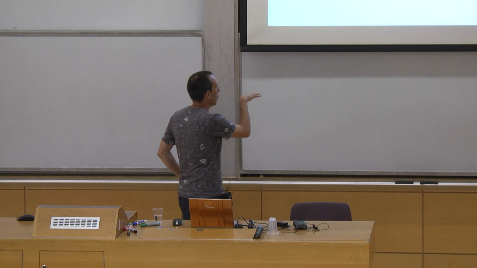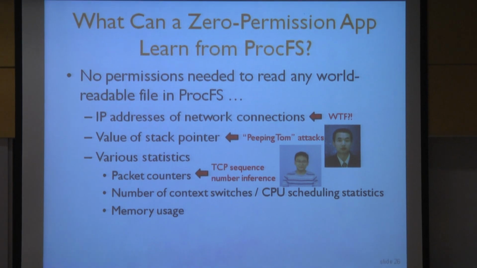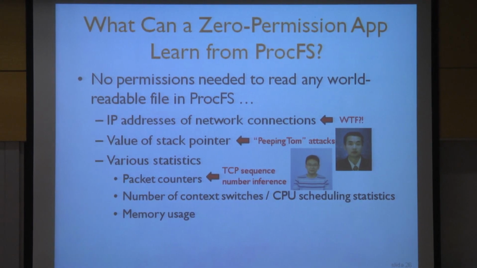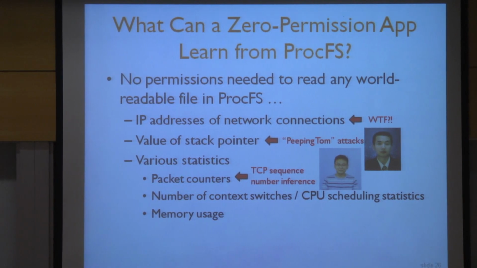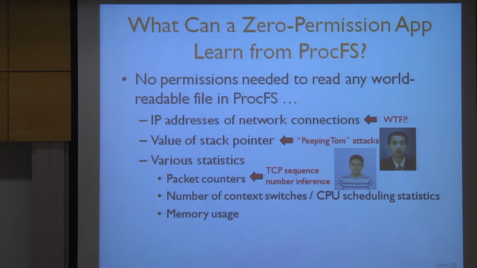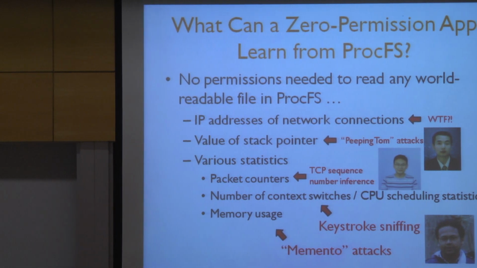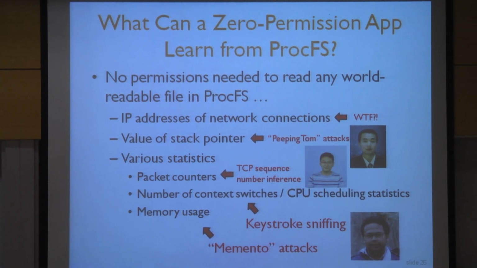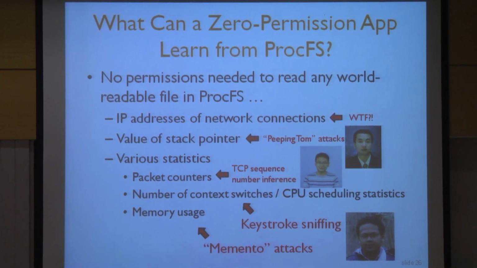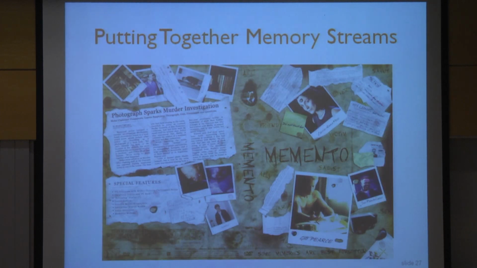Actually, there was some work last year out of Michigan that showed how packet counters could be used for TCP sequence number inference and for various network attacks. But the one I'm going to be focusing on for the purposes of this talk is looking at memory usage and looking at the number of context switches. This was work done by student Suman Jana. Again, this is the general topic: what can be learned from statistics and the dynamics of statistics? Memory usage is going to be the most interesting one, in part because it seems so harmless. That's why the paper is called Memento.